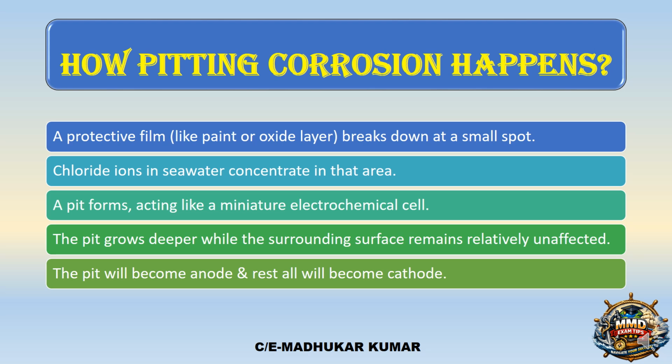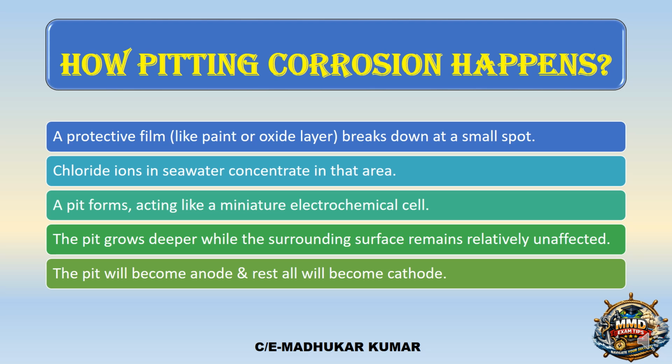How does pitting corrosion happen? There is a protective film like paint and an oxide layer. It is going to protect. But when it breaks down due to any cause and a small spot or a small pit is formed, then the problem starts. The chloride ions in seawater concentrate in that area, and then what happens? The pit which is formed acts like a miniature electrochemical cell, which we have discussed earlier. I have shown you the diagram also.